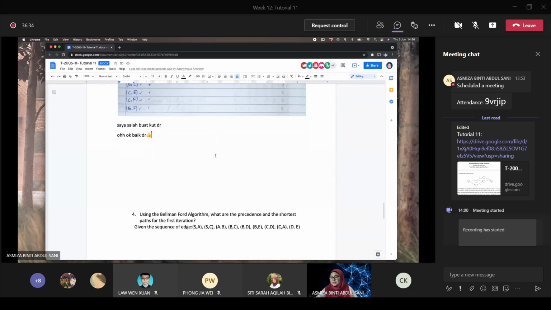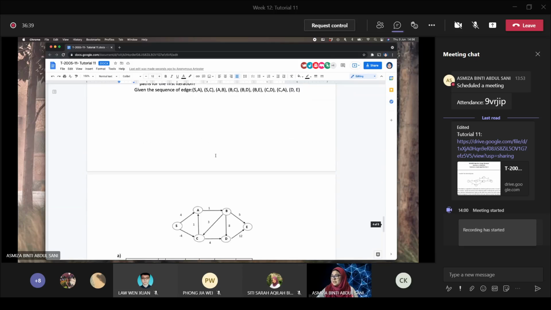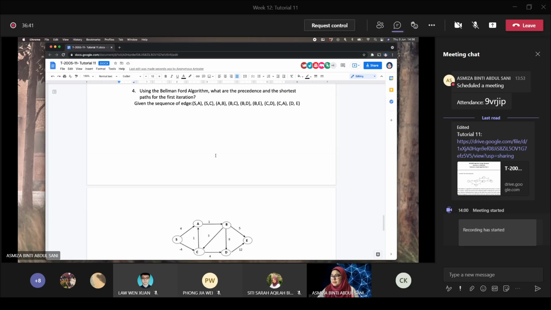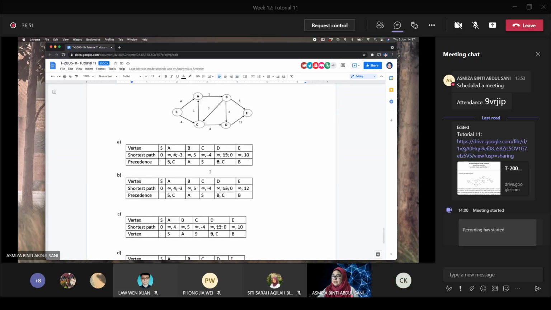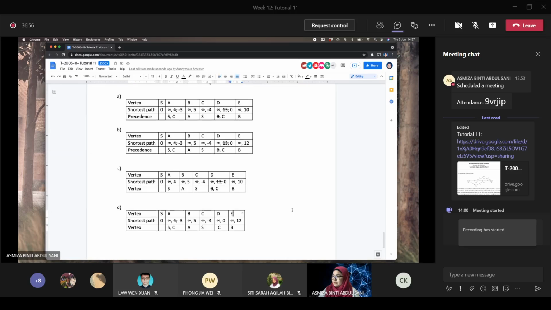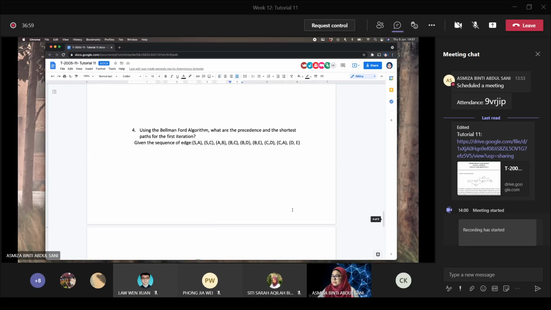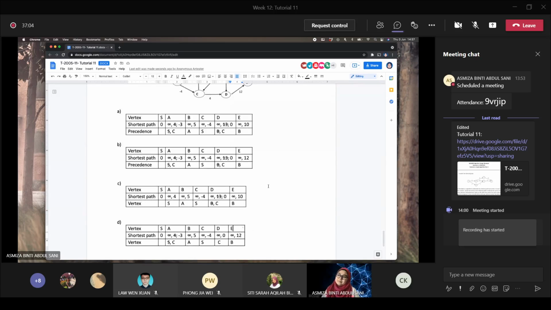Okay. So question number 4. It's going to be a quick tutorial as well today. So question number 4, we have another Bellman-Ford algorithm question. But in this question, you have been given the edges already. And then you have to choose either A, B, C, or D as the correct answer after you apply the Bellman-Ford algorithm for the first iteration. So what is the answer for this one, class? So basically, this is what you're supposed to do if you want to check for the path.